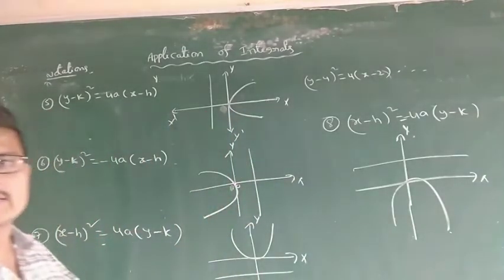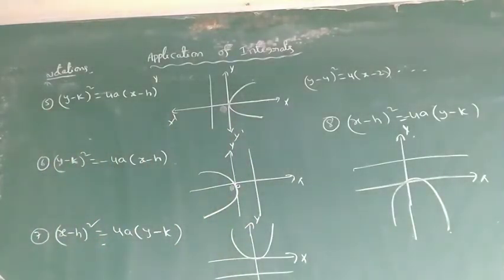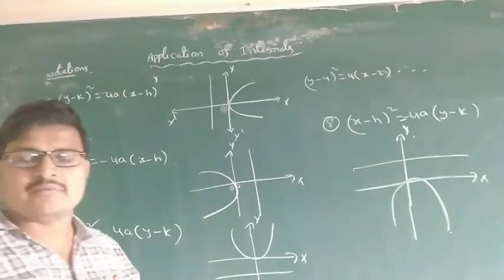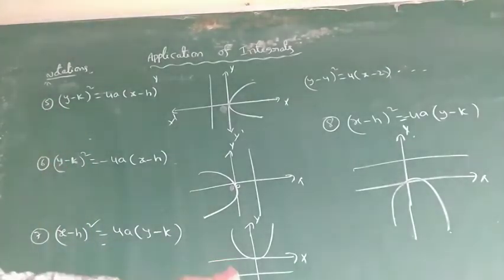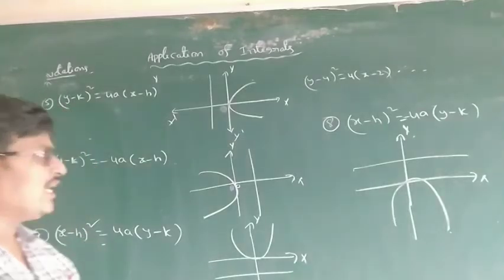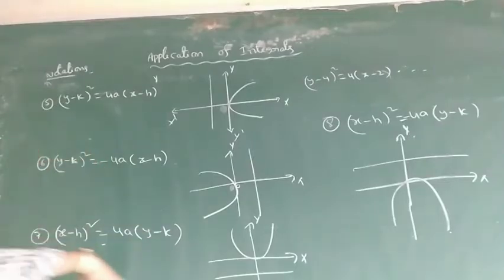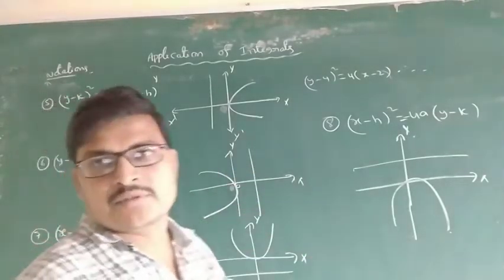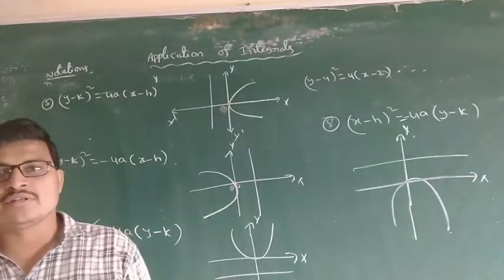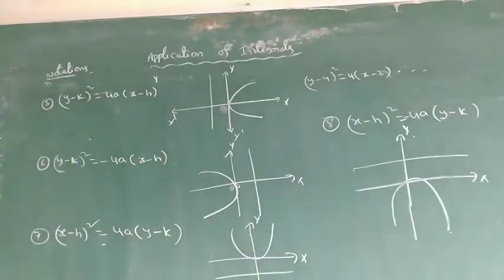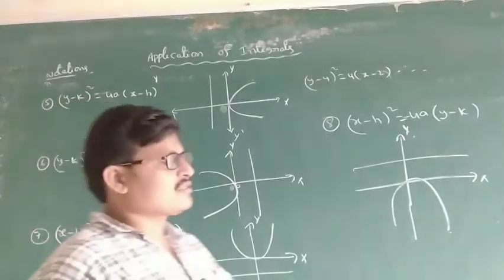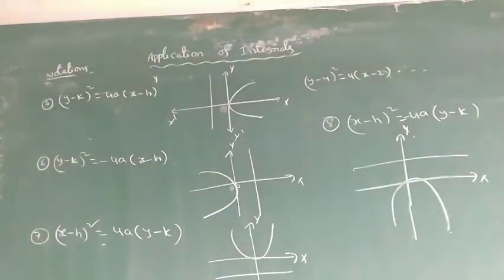These are the parabolas. The first four are the most important. You learn some more, but in first year concepts this type of parabola does not come. Only vertex 0, 0, the first four parabolas come. So this is not important, but we learn it.